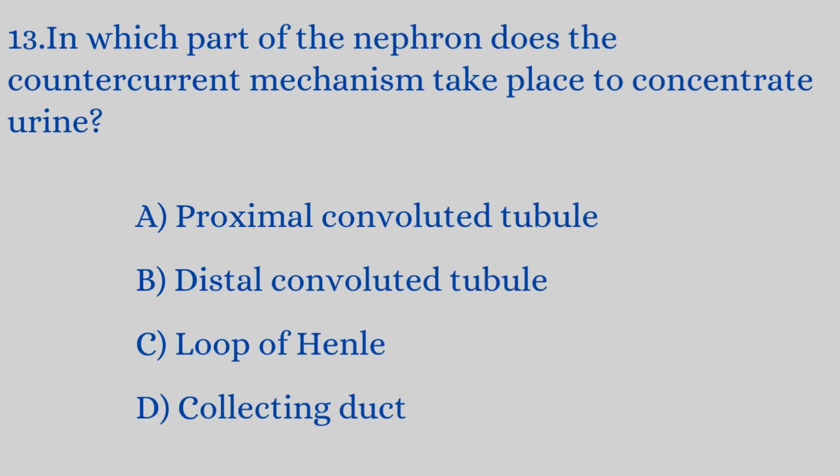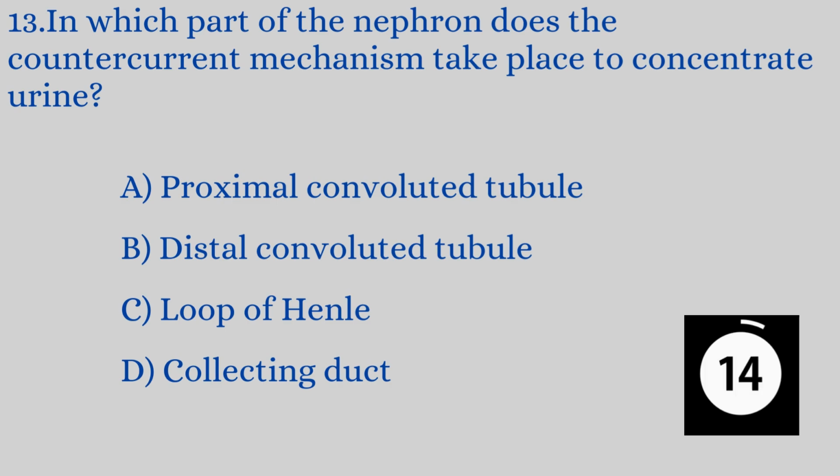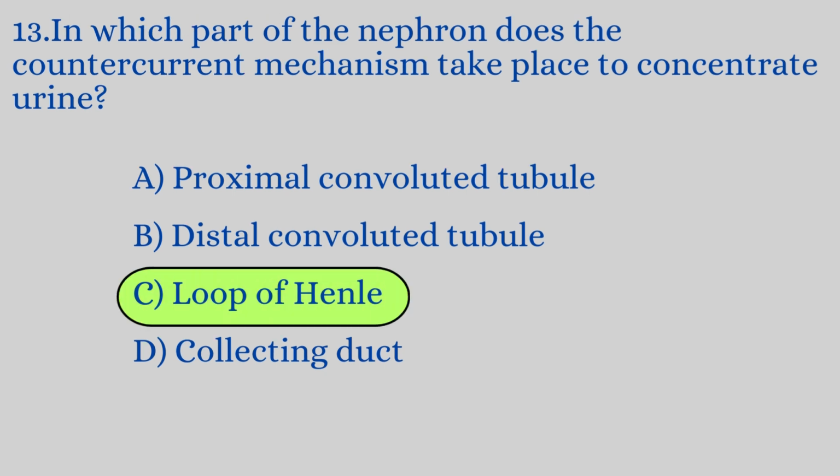13. In which part of the nephron does the countercurrent mechanism take place to concentrate urine? A. Proximal convoluted tubule. B. Distal convoluted tubule. C. Loop of Henle. D. Collecting duct. The answer is C. Loop of Henle.